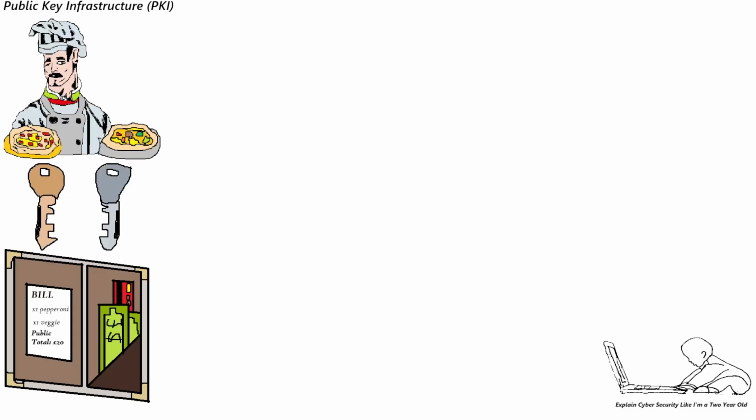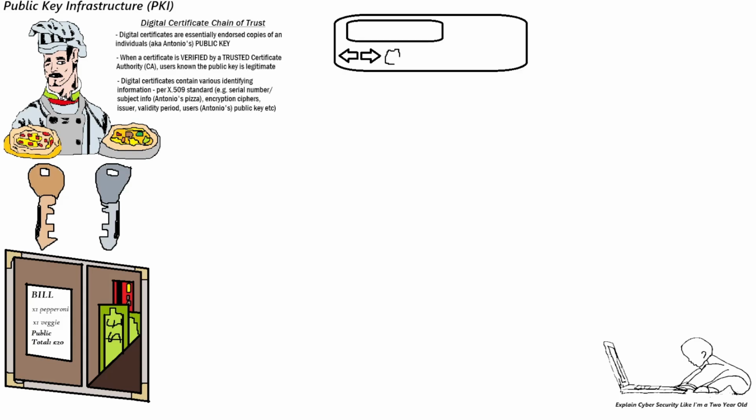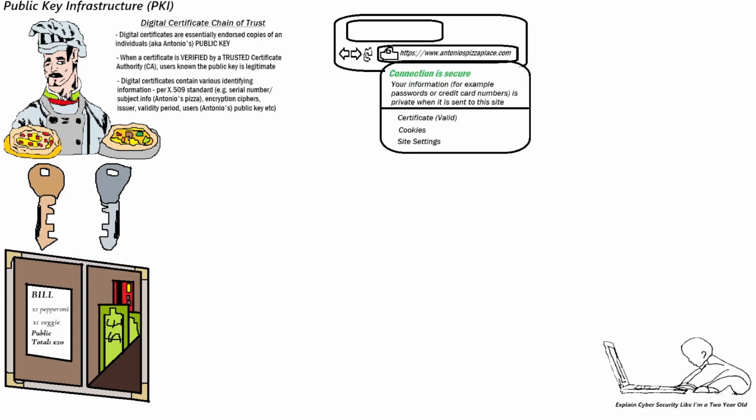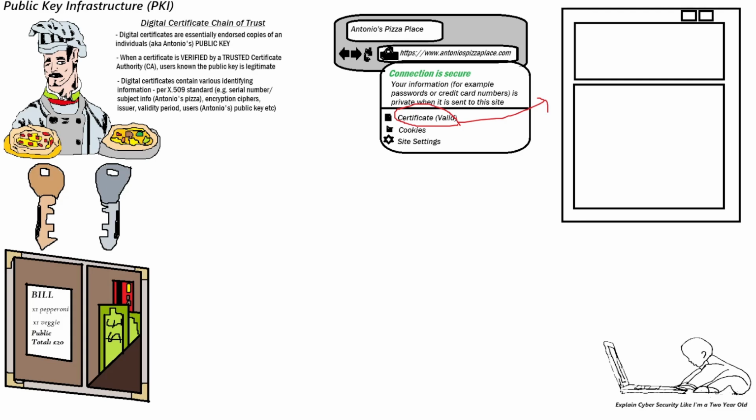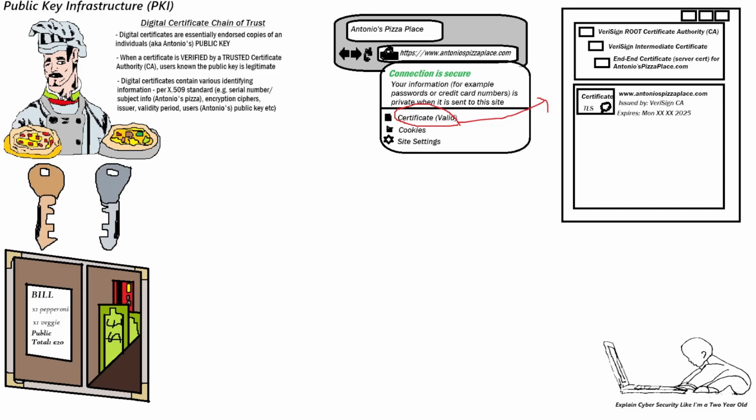Now, to recap, let's put this all together. Imagine that we are going onto Antonio's Pizza Place and we click the secure padlock icon and look at the SSL certificate, aka digital certificate, that the browser displays. You would be able to see the digital chain of trust. In this example, the certificate authority is VeriSign, and there is a VeriSign root certificate and a VeriSign intermediate certificate, and then the end-to-end certificate of AntoniosPizzaPlace.com, which has all the information about Antonio's pizza shop.